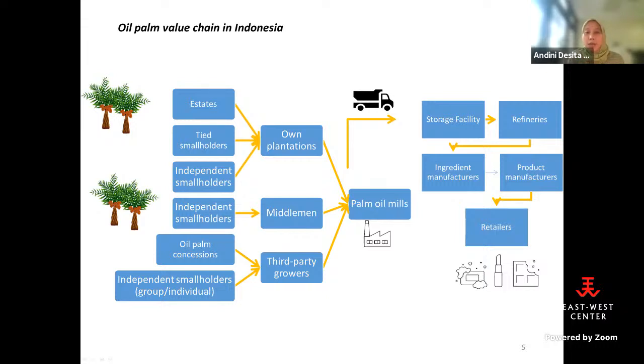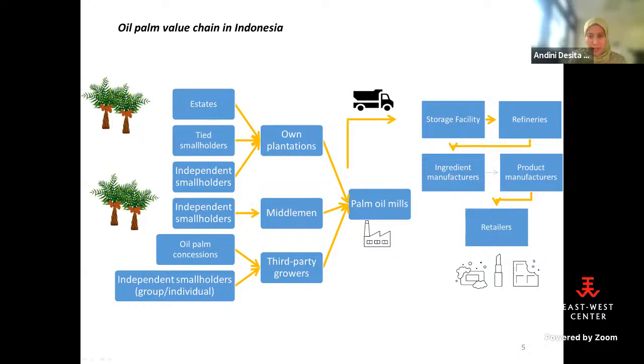And then in the mill, oil palm fruit is crushed to extract the crude palm oil. After that, the crude oil will be shipped overseas to a refinery, where it will be refined and separated. And this refined palm oil will then be transferred to manufacturing facilities, where the palm oil will be mixed into other products such as soap, cosmetics, or packaged food.